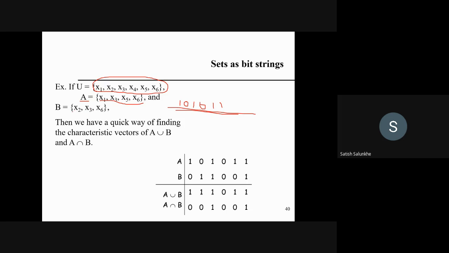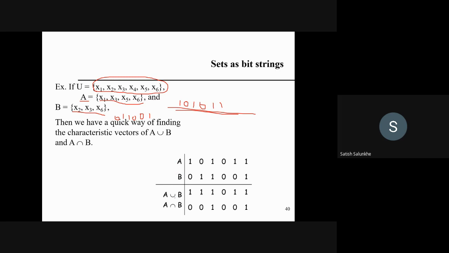Similarly, if you talk about this, x1 belonging to B, 0, it is not belonging. X2 belonging, x3 belonging, x4 not belonging, x5 not belonging, x6 belonging. That's it. And now you just want to identify. It is just a visual representation, nothing else.